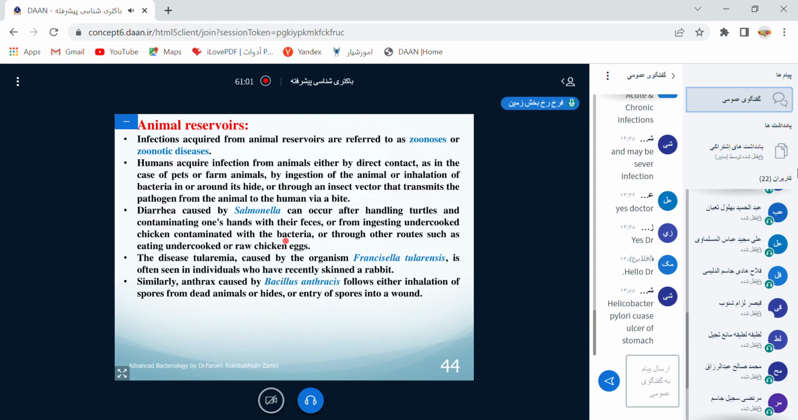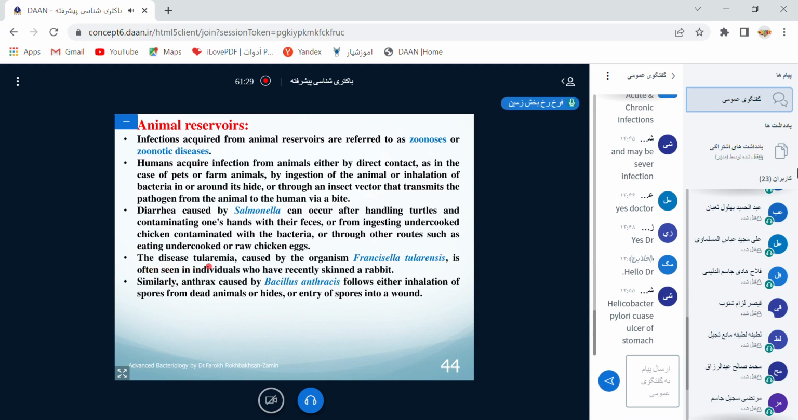Where does it come from? It comes from chicken. Chicken is an animal. We eat uncooked or not completely cooked chicken, or through other routes such as eating undercooked or raw chicken eggs. We can get salmonellosis by eating chicken eggs. It comes from an animal, yes?